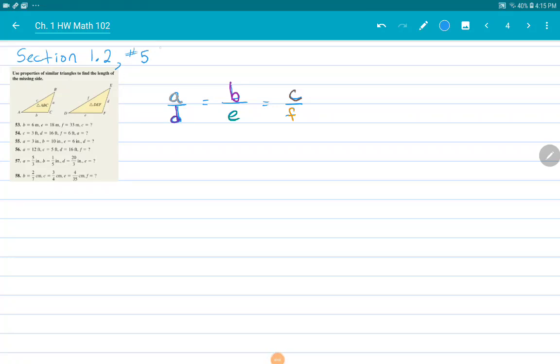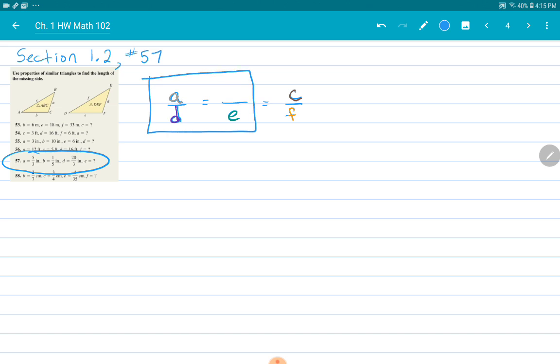Section 1.2, this time we're going to do number 57. So we set up this proportion when we did number 53. This time we're going to do number 57. It's a little messier with fractions here. So we have A, B, D, and E. So we're going to be using this piece of our proportion.